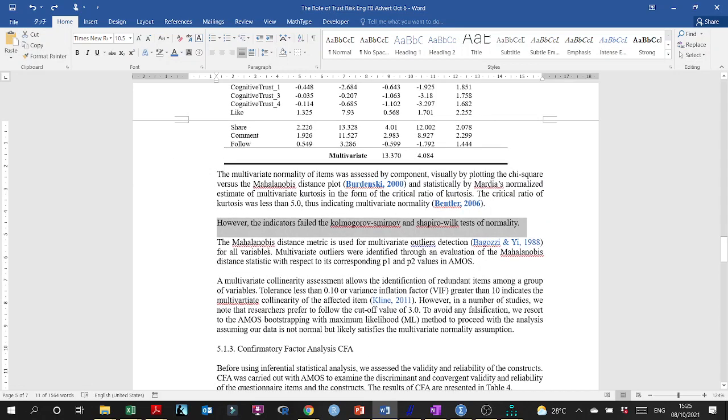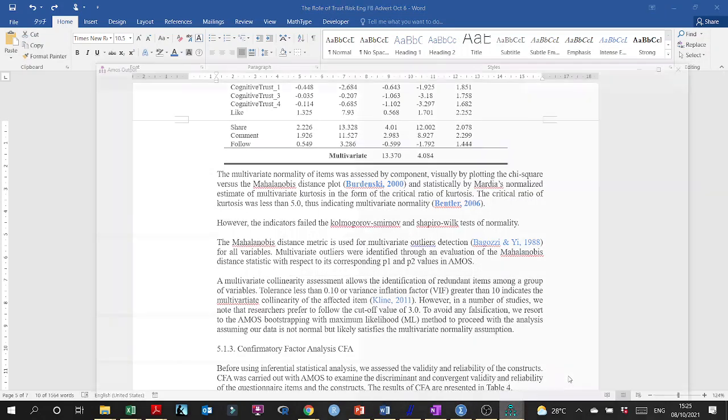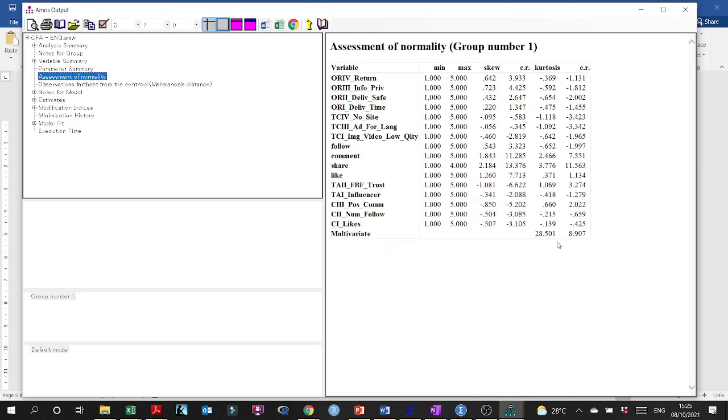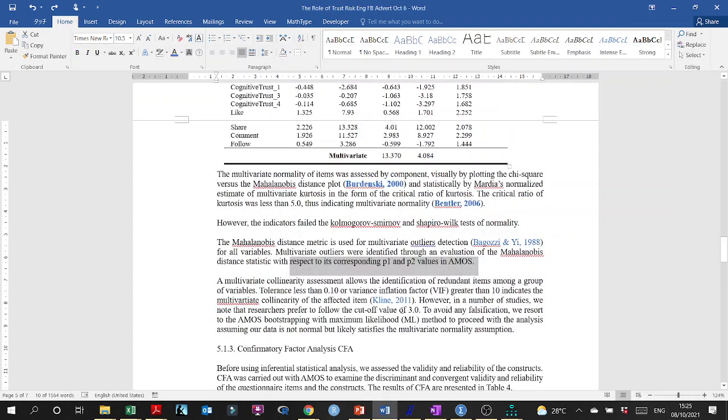For the Mahalanobis distance, I wrote that we delete them with respect to the P1 and P2 values in AMOS, but honestly, I don't like this approach. I like the more careful approach where you see, are they really influential or not? Because this is the reason why we are deleting them. If I delete them and nothing really happens, the multivariate value over here doesn't change much, then it's not very influential. So it's not distracting my analysis, and there's no need for me to necessarily drop it.